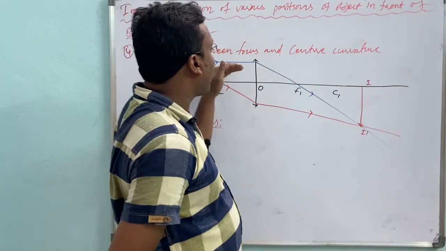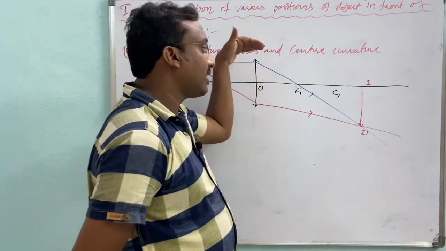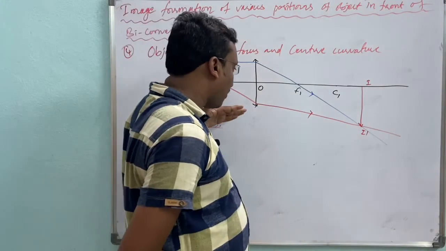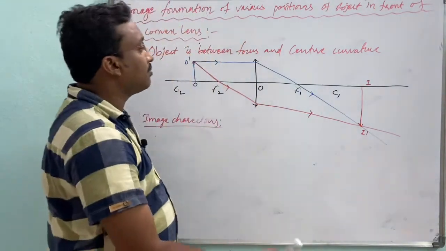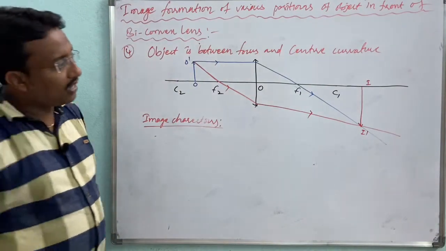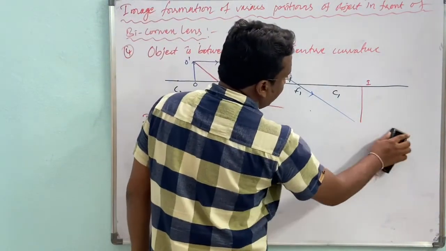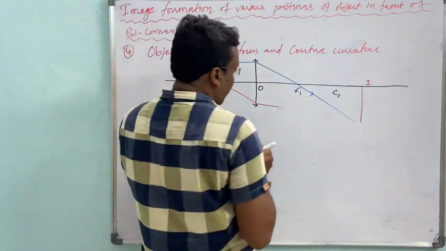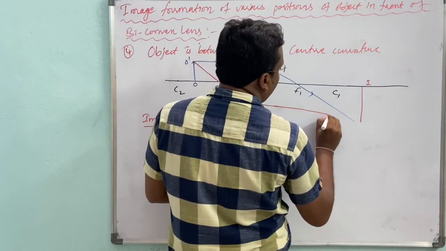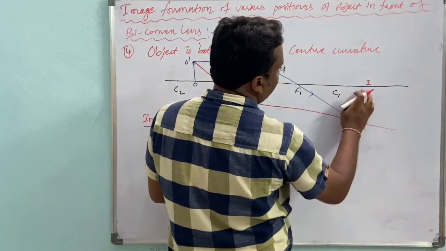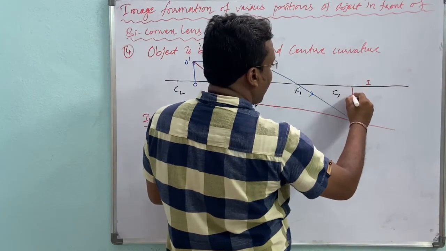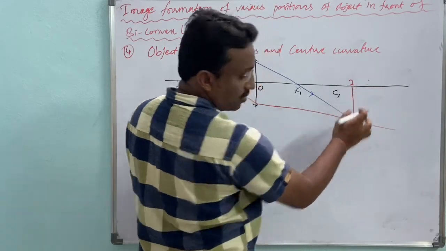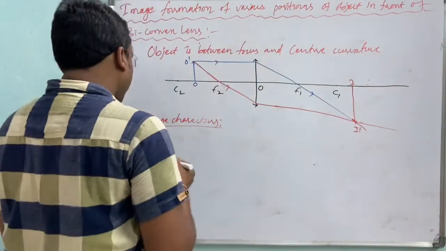If the incident ray is parallel to the principal axis, after refraction it passes through the focus, and if the incident ray passes through the focus, after refraction it passes parallel to the principal axis. Here it appears a little bit curved, but use it as parallel. That's why I am saying, while drawing ray diagrams, use a scale, then you will get accurate positions.